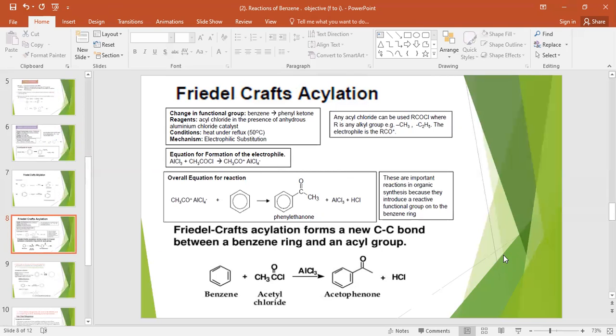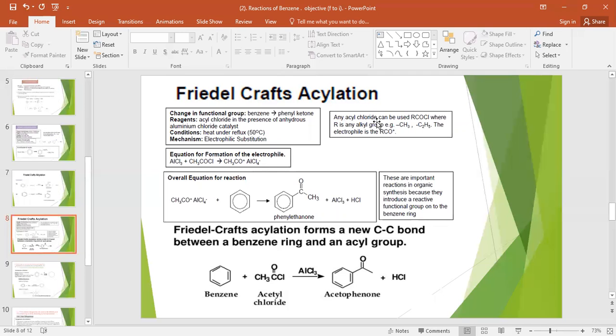Next we have Friedel-Crafts acylation. Before it was alkylation, now acylation. See the change please. There is a change in the functional group from benzene to phenyl ketone. The phenyl group I told you before, and now the ketone C=O functional group. The reagent is acyl chloride in the presence of the same AlCl3. The condition required is heat, and we need an electrophile also.